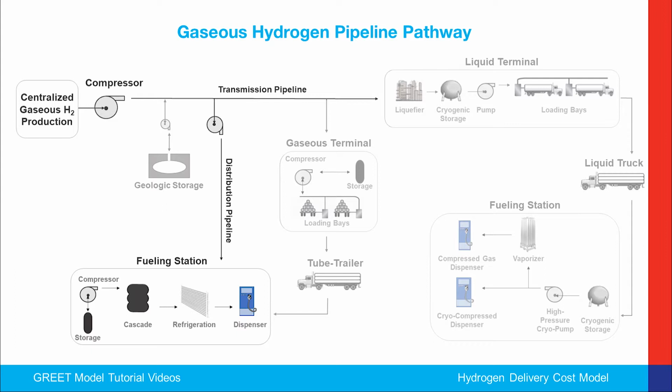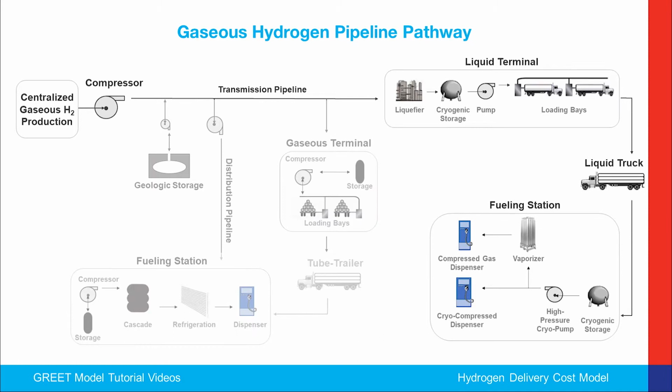Alternatively, the transmission pipeline could terminate at a gaseous hydrogen terminal, where the gaseous hydrogen can be compressed and delivered to a refueling station using a tube trailer distribution mode. The transmission pipeline could also terminate at a liquid hydrogen terminal, where the gaseous hydrogen is converted to a liquid fuel and delivered to a refueling station using a liquid truck mode.